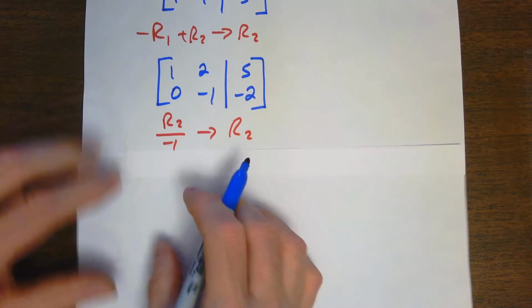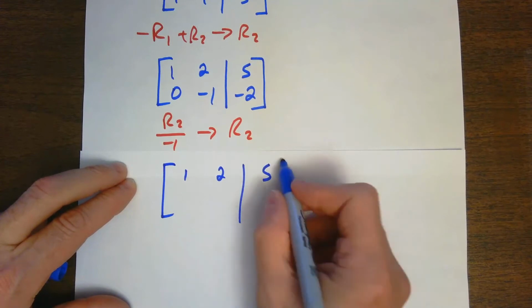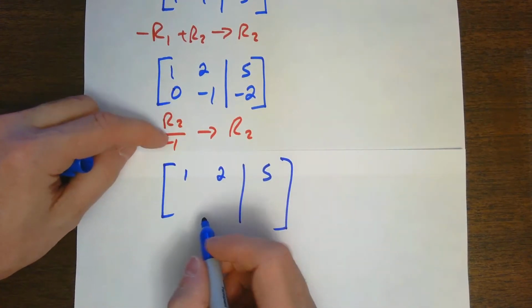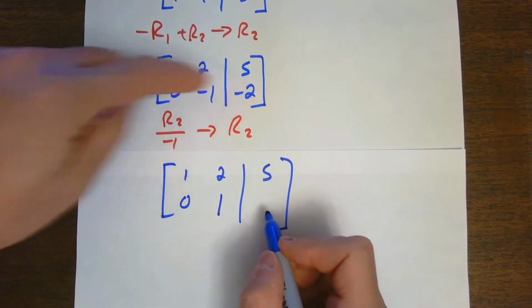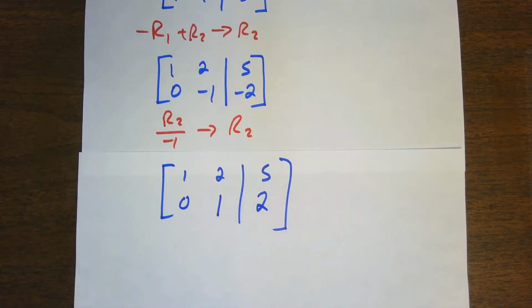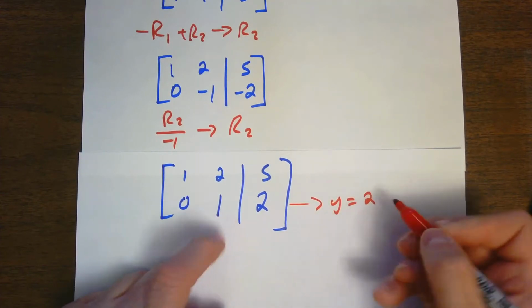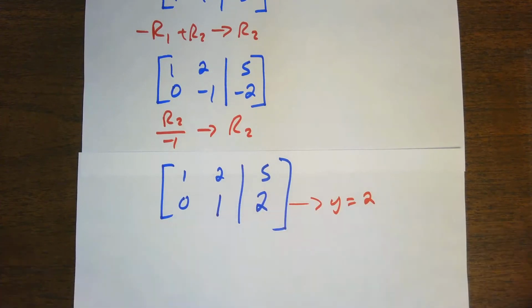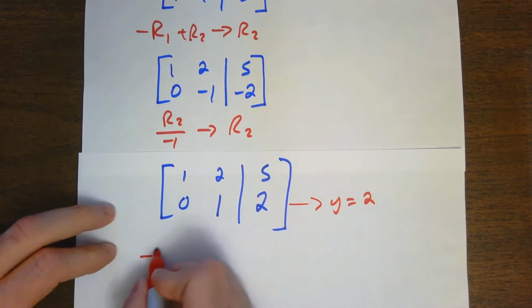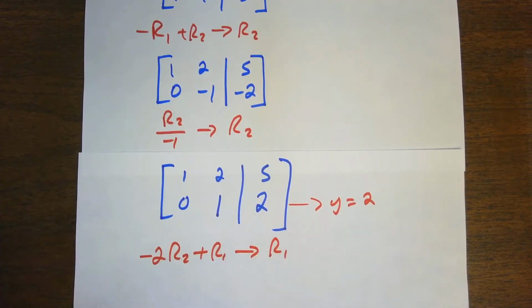All right, so the first row isn't changing: 1, 2, and 5. 0 divided by negative 1 is still 0. Negative 1 divided by negative 1 is positive 1. Negative 2 divided by negative 1 is positive 2. Almost done. This has told me that no x's plus 1y is 2. In other words, y equals 2. Now I need to get rid of this 2. How am I going to do that? I'm going to take negative 2 times row 2 and add it to row 1 and put it in for row 1.